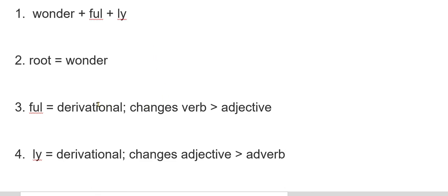Wonder, right? We can look at this maybe as being a verb, right? So when you add ful to it, it changes from a verb to an adjective. That's how we get wonderful. And then once you go from wonderful to wonderfully, it's now changing from an adjective to an adverb.